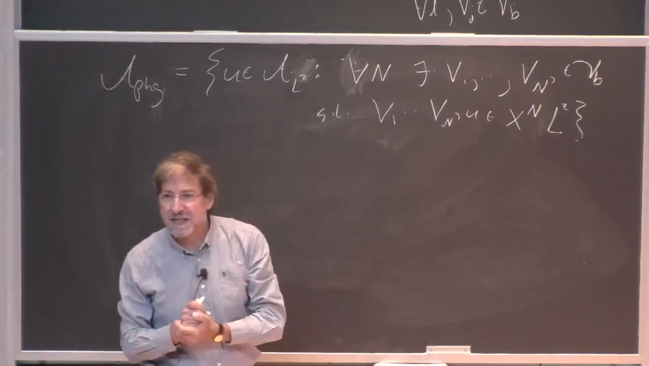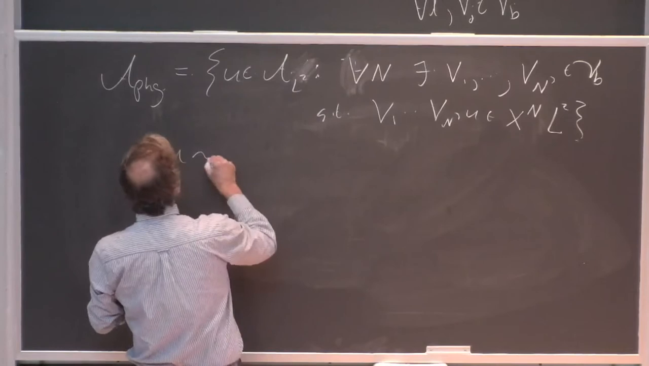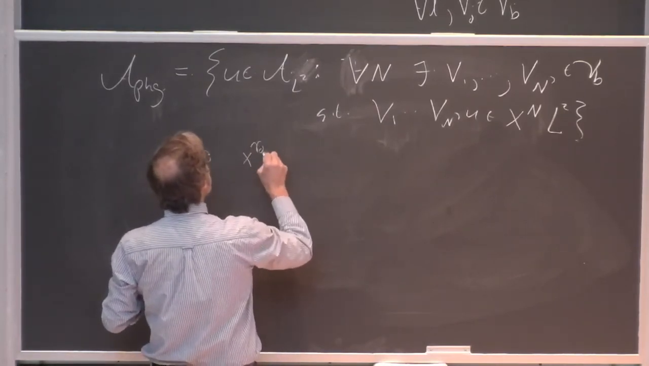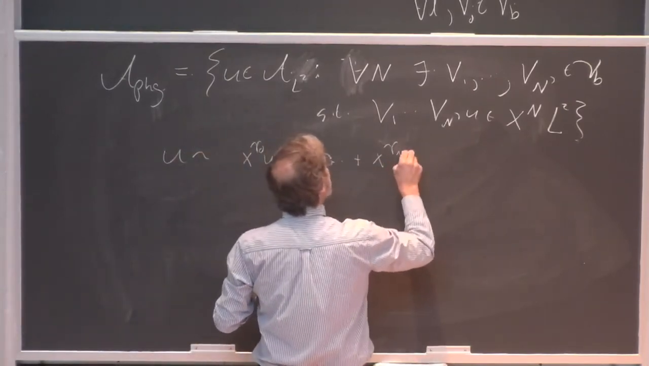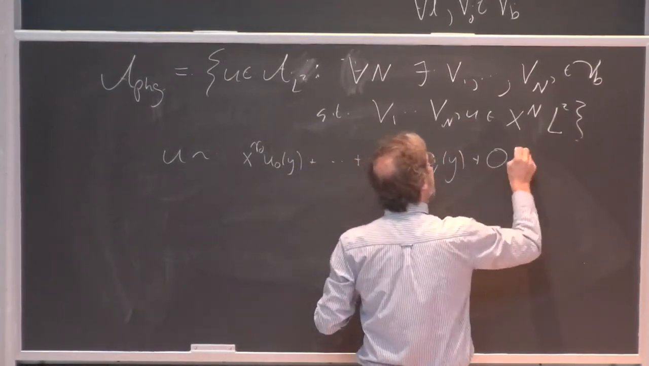Let me decode that, because I'm saying something very simple in a complicated way, right? What I'm saying is that u has an expansion that looks like a x to the gamma 0 u 0 of y plus dot, dot, dot, plus x to the gamma n-primed u n of y plus big O of x to the n.